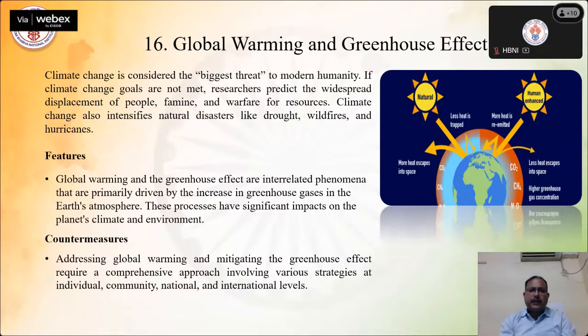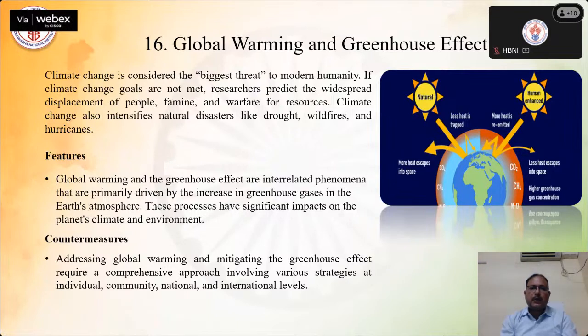Global warming, the greenhouse effect, and climate change, as already quoted, are considered the biggest threat to modern humanity. If climate change goals are not met, researchers predict widespread displacement of people, famine, and warfare for resources. Climate change also intensifies natural disasters like drought, wildfires, hurricanes. It is a contributor to everything. We all understand this.